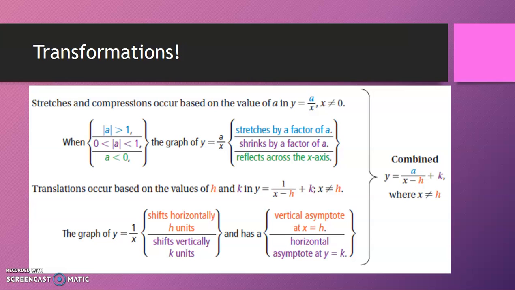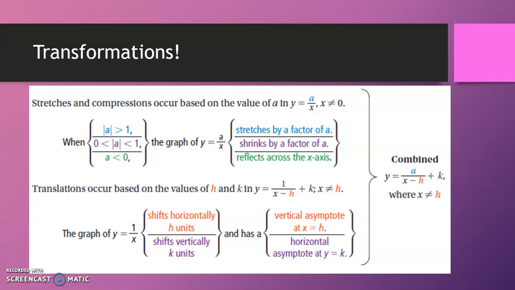If a is sitting between 0 and 1, so it would be 1/2, 0.75, 1/3, 0.6 repeating, that's going to shrink by a factor of a. So it's going to make the graph become very short. It's going to slow the graph down. Now if a is less than 0, that's going to reflect it across the x-axis. So you can look at that top number and it'll tell you how it's either going to be stretched or compressed.